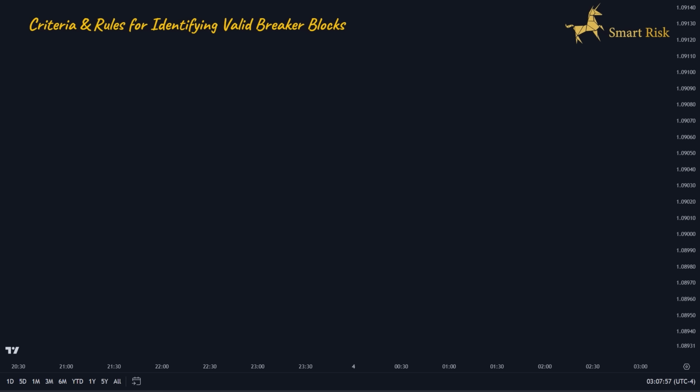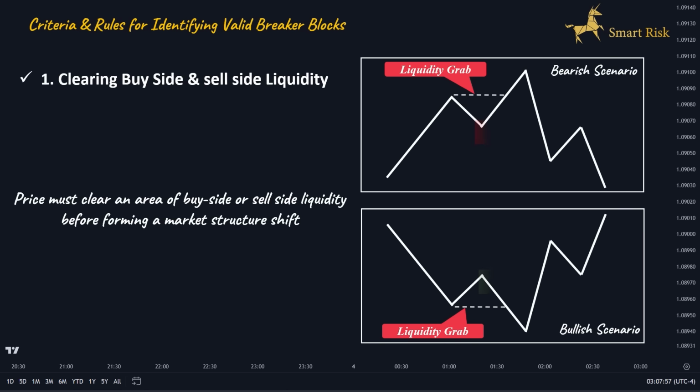To identify valid breaker blocks and use them to our advantage, we need to consider several criteria and rules. Clearing buy-side and sell-side liquidity. The first criterion to consider in identifying valid breaker blocks is that the price must clear an area of buy-side or sell-side liquidity before forming a market structure shift.